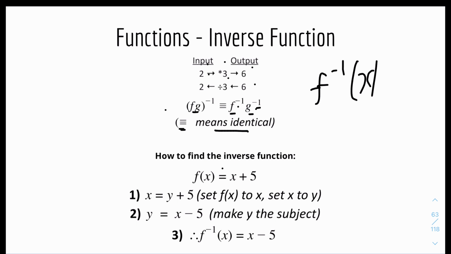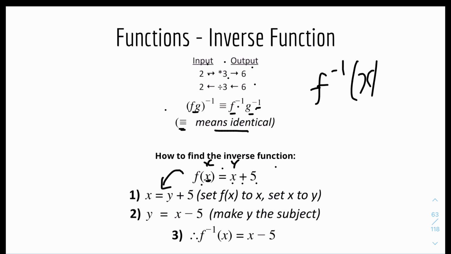So this is how to find an inverse function. First you have a normal function like f of x equals x plus 5 right here. Then you substitute this f of x by x and this x by y. Basically, you rename this x right here. So it will be x equals y plus 5.